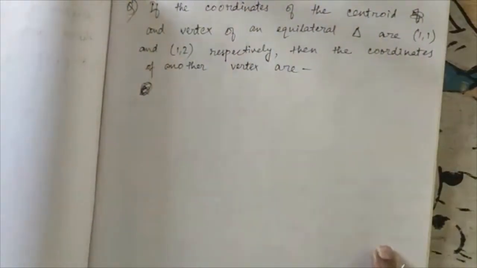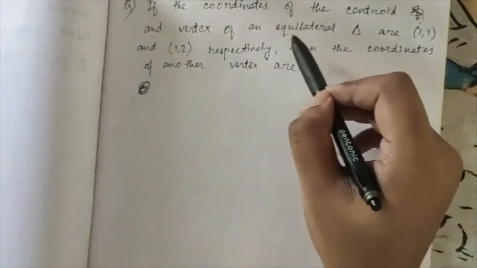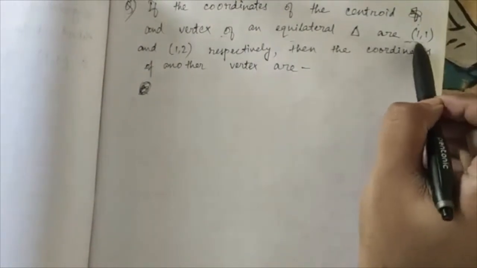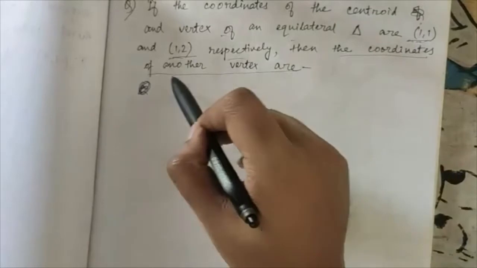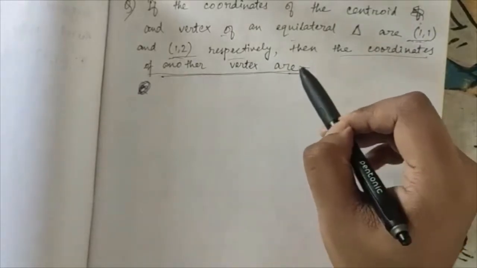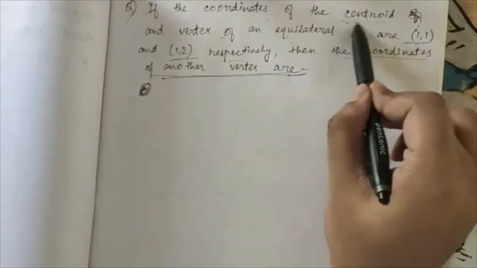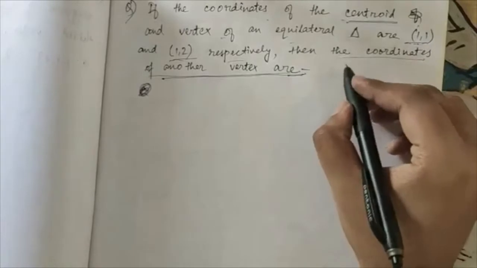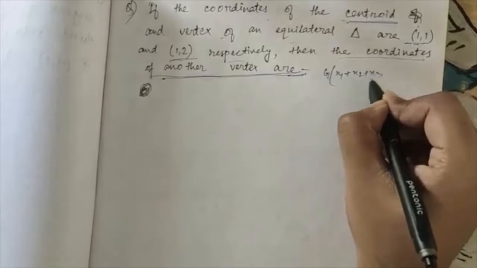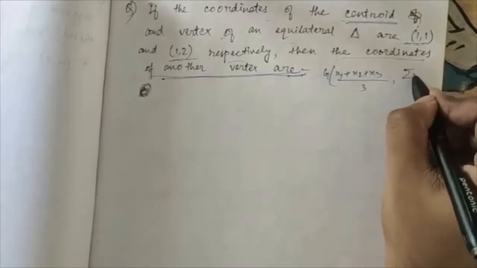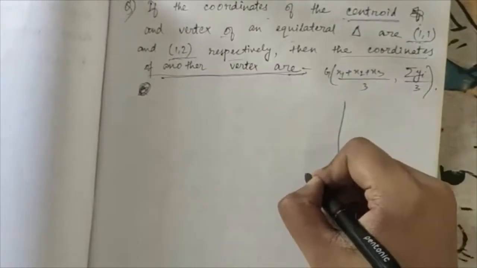It's given that the coordinates of the centroid and a vertex of an equilateral triangle are (1, 1) and (1, 2) respectively, then the coordinates of the other two vertices are asked. What if the centroid and any one of the three vertices of the equilateral triangle are given? How will you find the other two vertices? We denote the centroid of any triangle as G, which is the summation of x coordinates by 3 and the summation of y coordinates by 3.